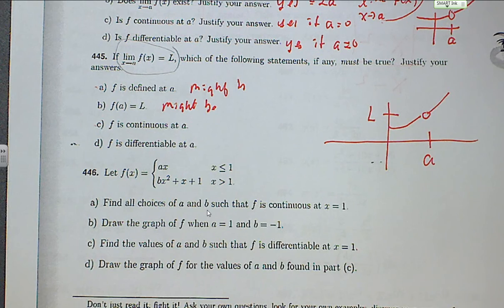A and C are not the same image because A is talking about a point on the graph, C is talking about the ability to connect points in the graph. Is it continuous at A? No, maybe. Maybe, yeah.